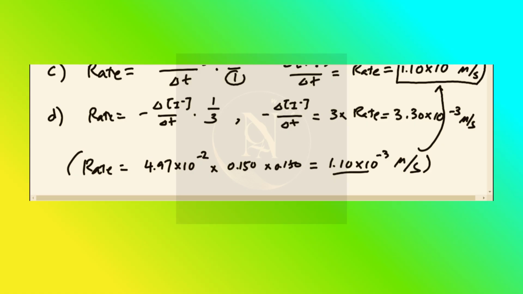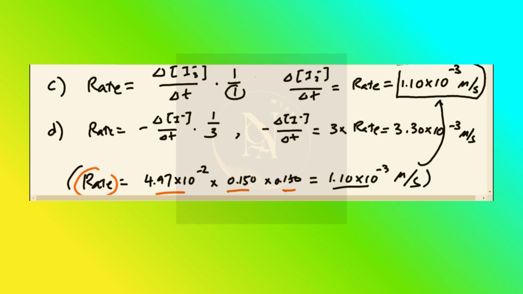Okay, so to answer C and D, you need to determine the reaction rate first using the concentration and rate constant. Then you're going to determine what is the rate in terms of iodide and or triiodide, for which you have to consider the coefficient.